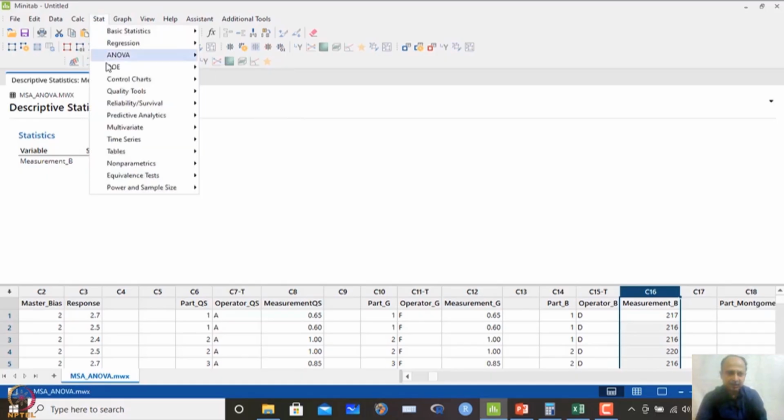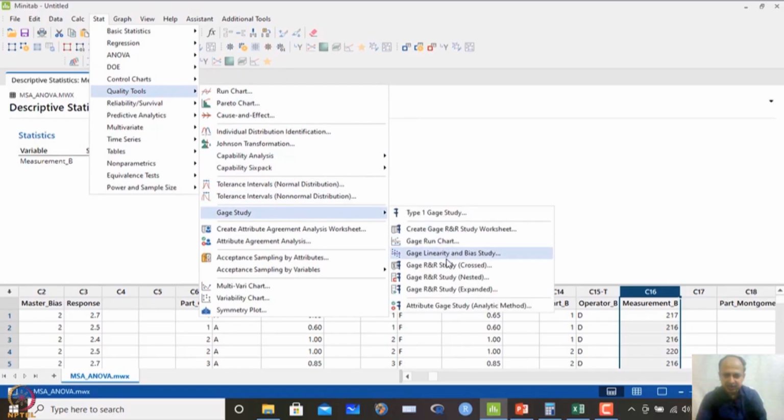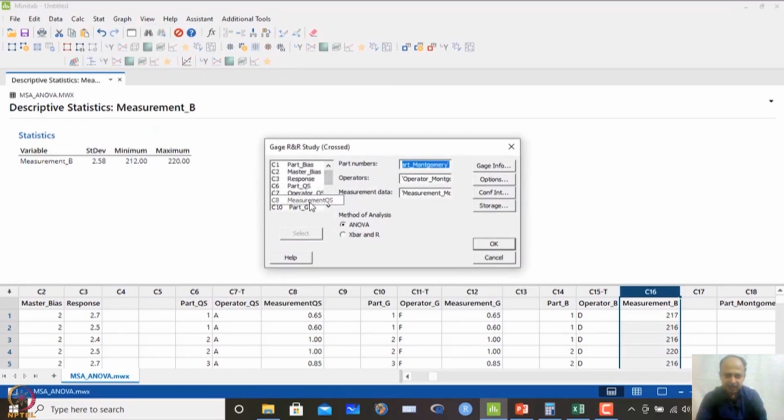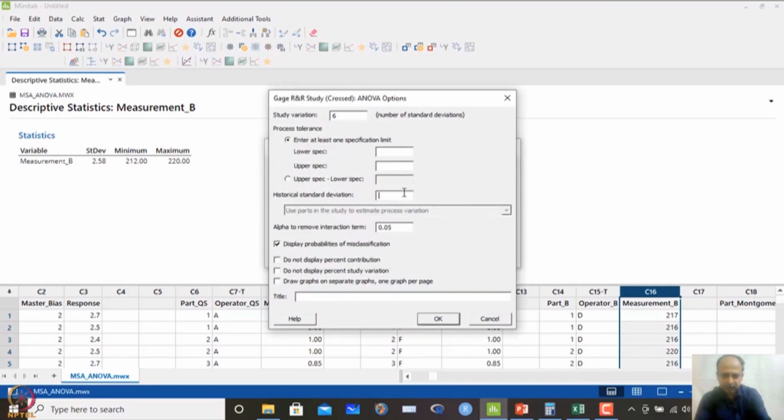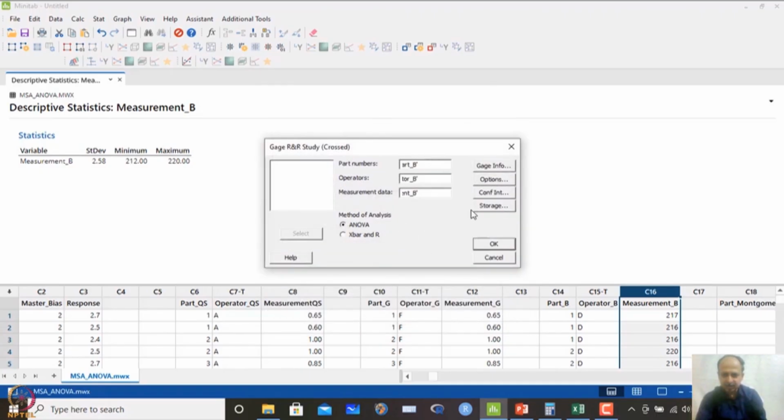So, what we will do is take this and consider 2.6. So, gauge studies, crossed gauge, and this is part B. This will be operator B, and this will be measurement B over here, and what we have got is 2.58. So, options: we can write 2.58 over here, or use the parts in the study to estimate the process variability. So, this is okay with us, and ANOVA analysis we have mentioned, and we click OK.